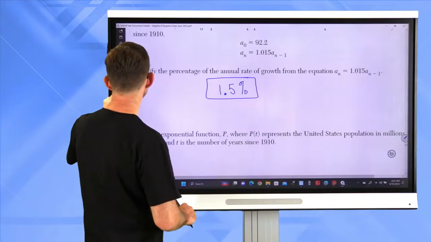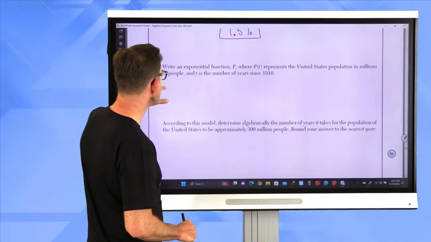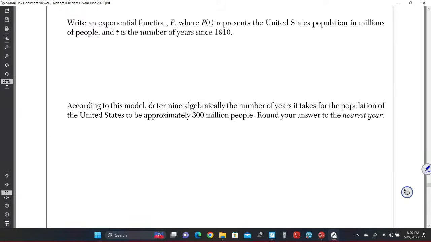All right, easy enough. Let me go back to the width. All right, let's take a look at the second part of the problem. Write an exponential function p, where p of t represents the United States population in millions of people, and t is the number of years since 1910.